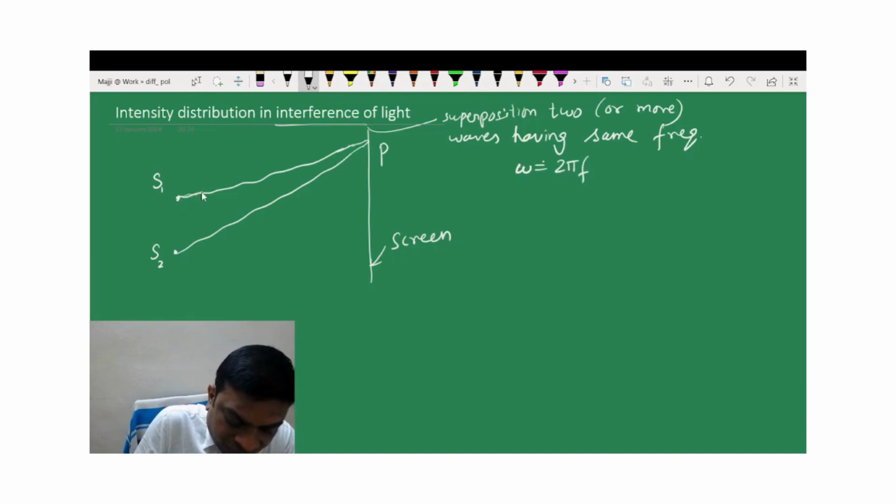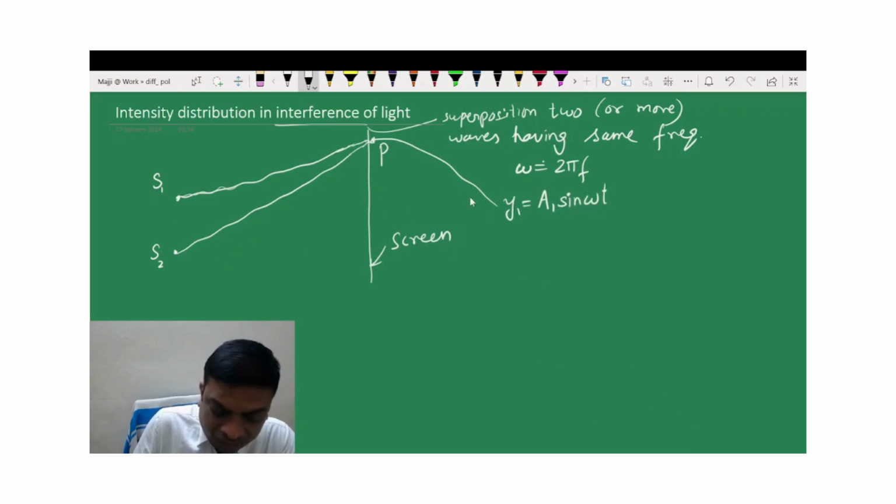Now due to the wave coming from source S1, the displacement at point P can be taken as, let us say, y1 is equal to a1 sine omega t. Remember students, light waves are basically sinusoidal waves, and here we are taking into consideration only the electric field. So the electric field oscillates sinusoidally. So this could be the equation here.